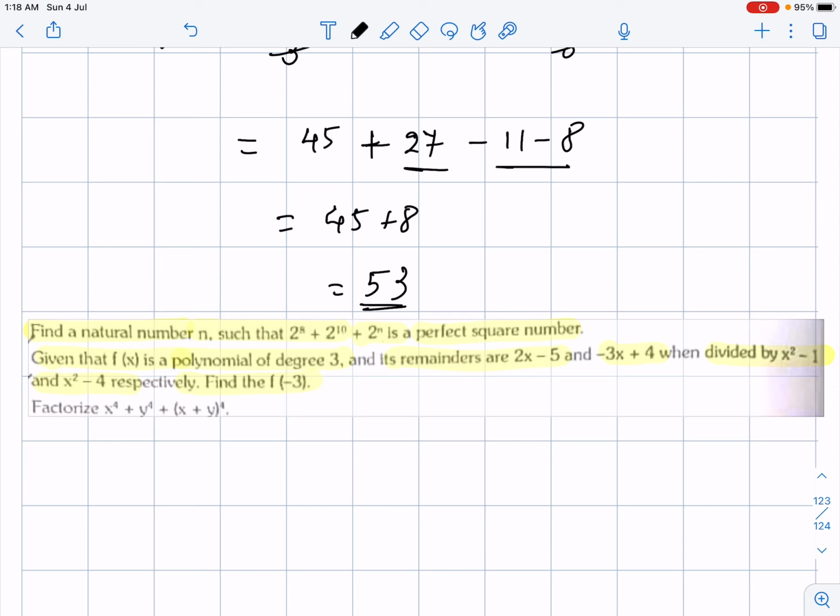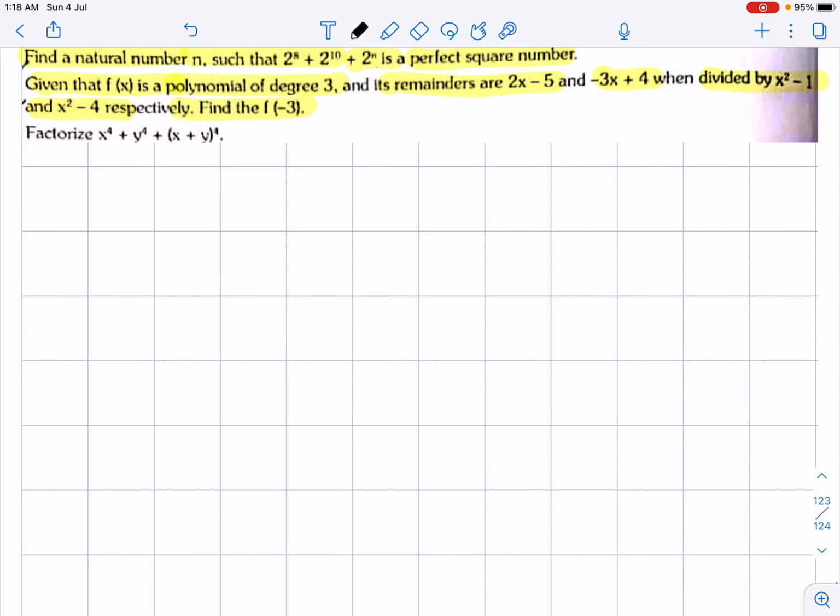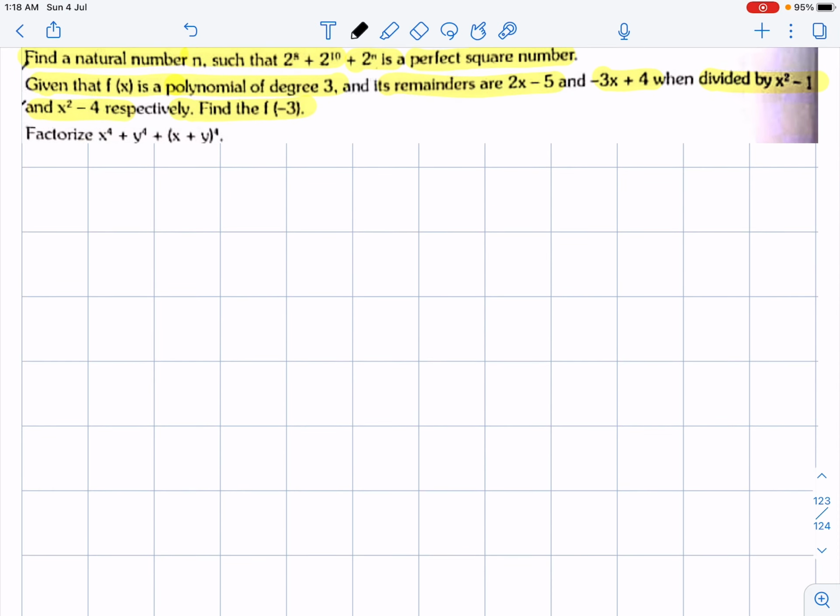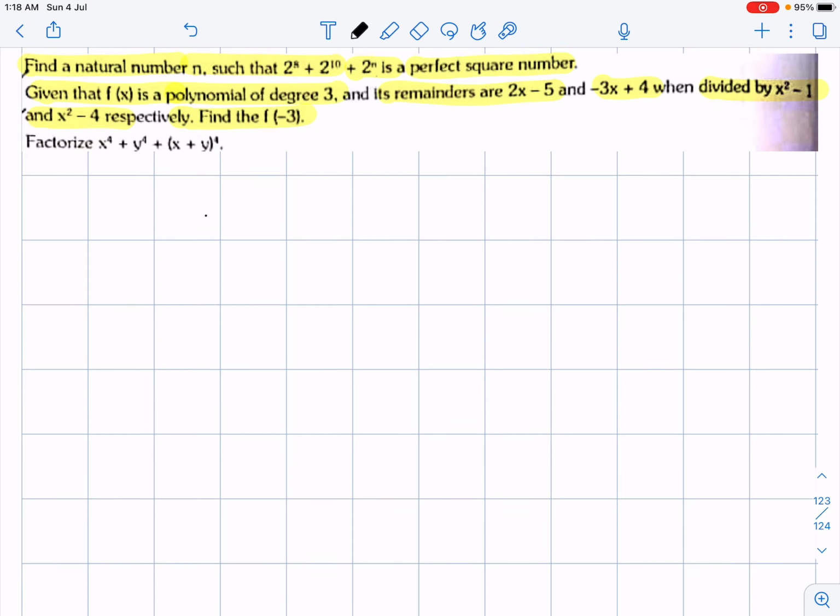So guys, factorization of this polynomial has to be done by me. X power 4 plus y power 4 plus x plus y whole to the power 4. So I will factorize this thing. X power 4 plus y power 4 plus x plus y whole to the power 4.